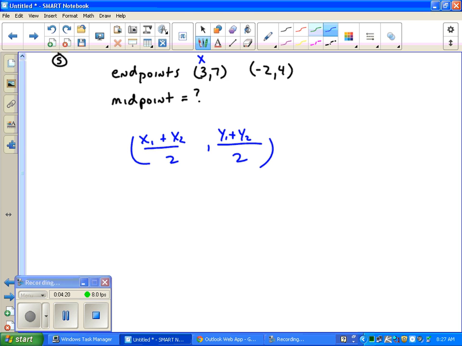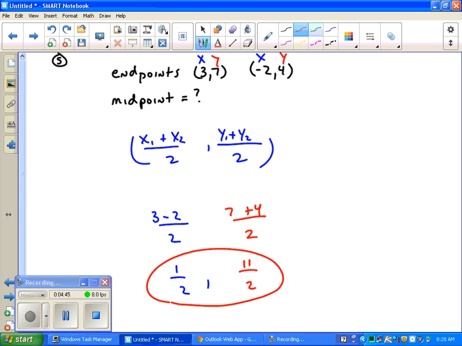If these are your two x's, 3 and negative 2, you add 3 and negative 2 and you divide by 2. 3 minus 2 is 1, divided by 2 is 1 over 2. Do the same thing with your y's. These are your y's. 7 plus 4 is 11 divided by 2. 11 divided by 2 is 5.5. So you have positive 11 over 2. The choice C is the correct answer: 1/2 and 11 over 2.